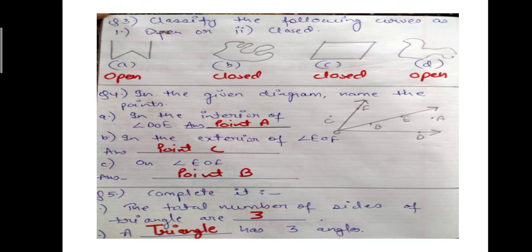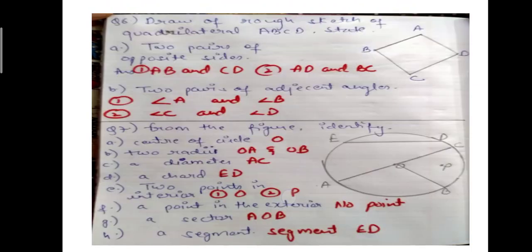The next is part 5, in which the total number of sides of a triangle is 3. A triangle is a polygon which is made up of 3 sides. So the answer is 3. And in the second part, you have to name the polygon which has 3 angles. Clearly a triangle has 3 sides and 3 angles. So the answer of this question will be triangle.